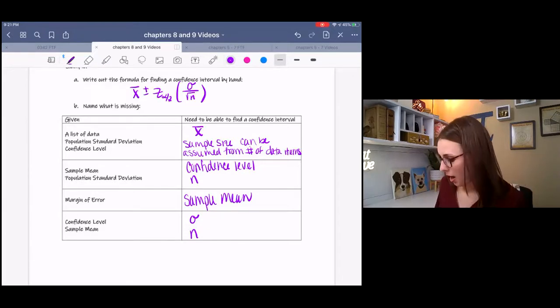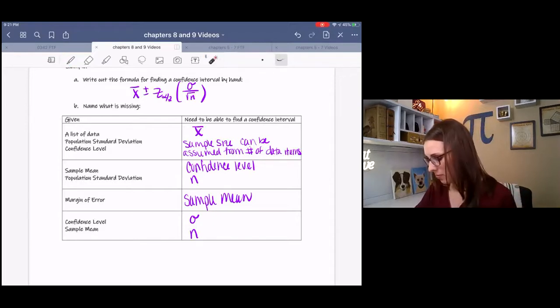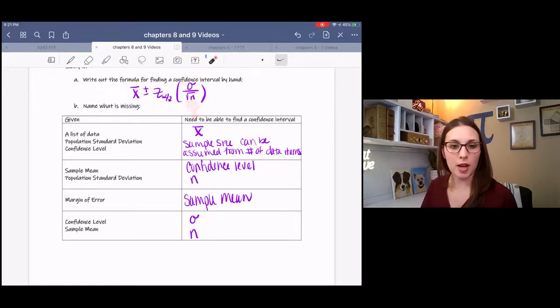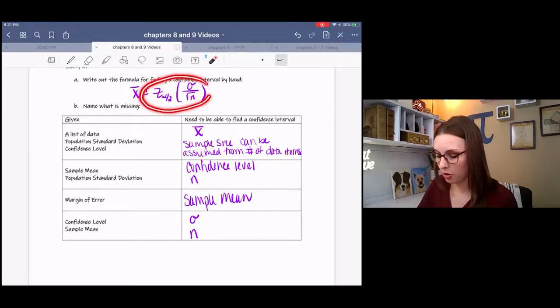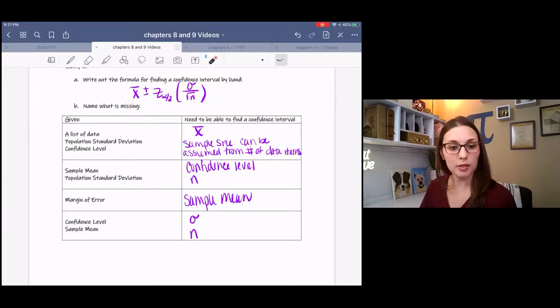Then if you're given a sample mean and you're given the standard deviation, then you have this piece and this piece, then you're missing a confidence level and sample size. Then if you're given the margin of error, then you're missing the sample mean. Then if you're given the confidence level and the sample mean, you're missing standard deviation and sample size.